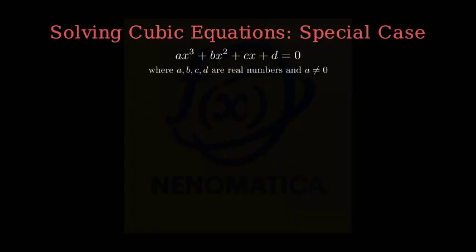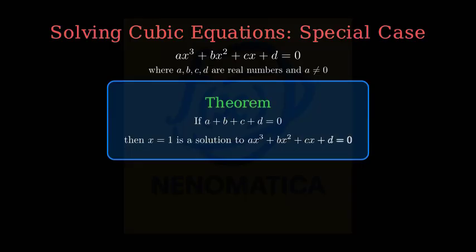Now, let's examine a special case of cubic equations. If the sum of all coefficients is 0, then x equals 1 is a solution to the equation. This means if a plus b plus c plus d equals 0, then x equals 1 is a solution to the equation ax cubed plus bx squared plus cx plus d equals 0.